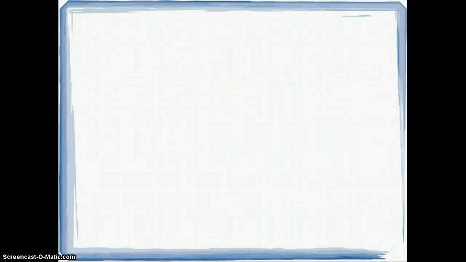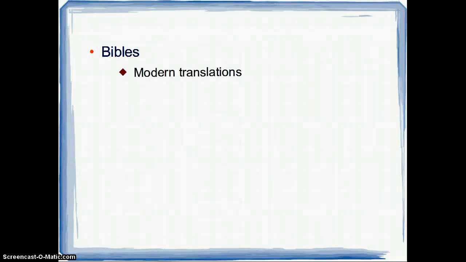So we're going to be talking about a couple different things today. I'm going to be mentioning Bibles, and our Bibles are going to be split up into two different categories. We're going to be looking at modern translations, which will be more along the lines of more recent translations. And we're going to be looking at ancient texts, which would be your Greek and Hebrew and other texts that you might use to study the Bible with.